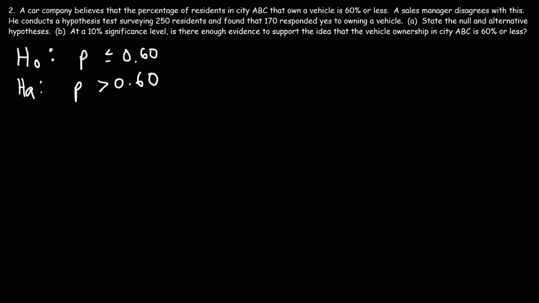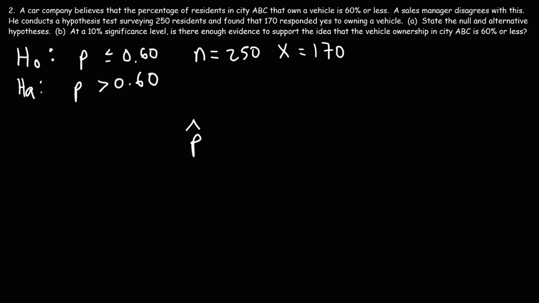Now for part B, at a 10% significance level, is there enough evidence to support the idea that the vehicle ownership in city ABC is 60% or less? What would you say? Well, let's write down what we know. The sample size is 250. Out of that, there were 170 successes. Those were the individuals who responded yes to owning a vehicle.